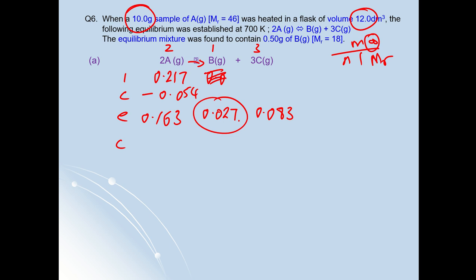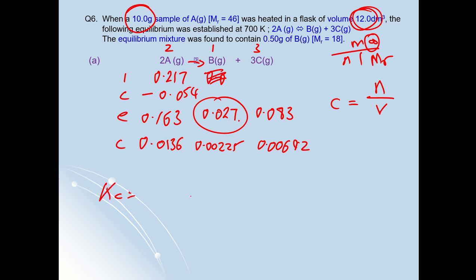Okay, now we've just got to get these all into concentration by simply doing C equals moles divided by volume. Volume being 12. Okay, so we divide everything by 12. When we do that, we get a concentration here of 0.0136. 0.027 divided by 12 is 0.00225, and finally 0.083 divided by 12 gives me 0.00692.